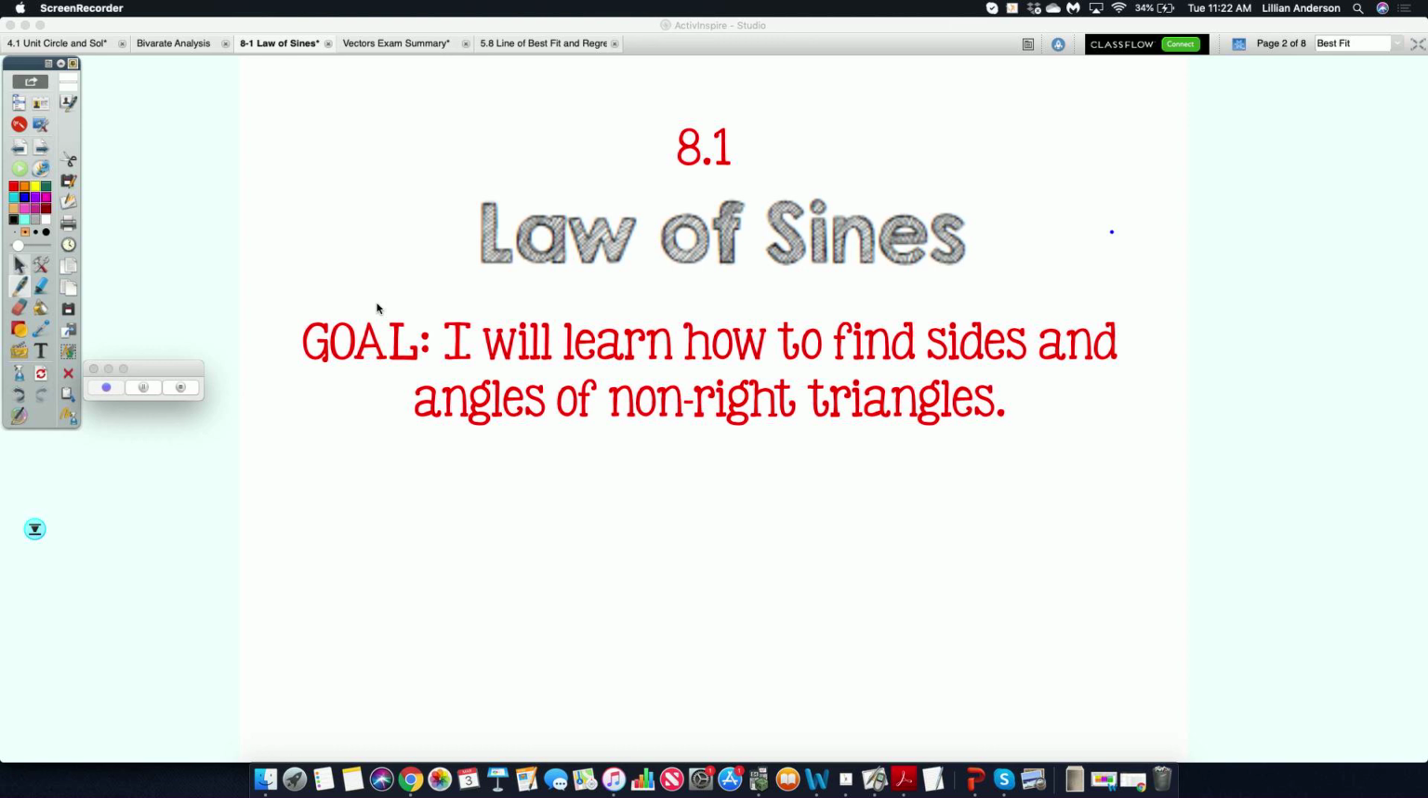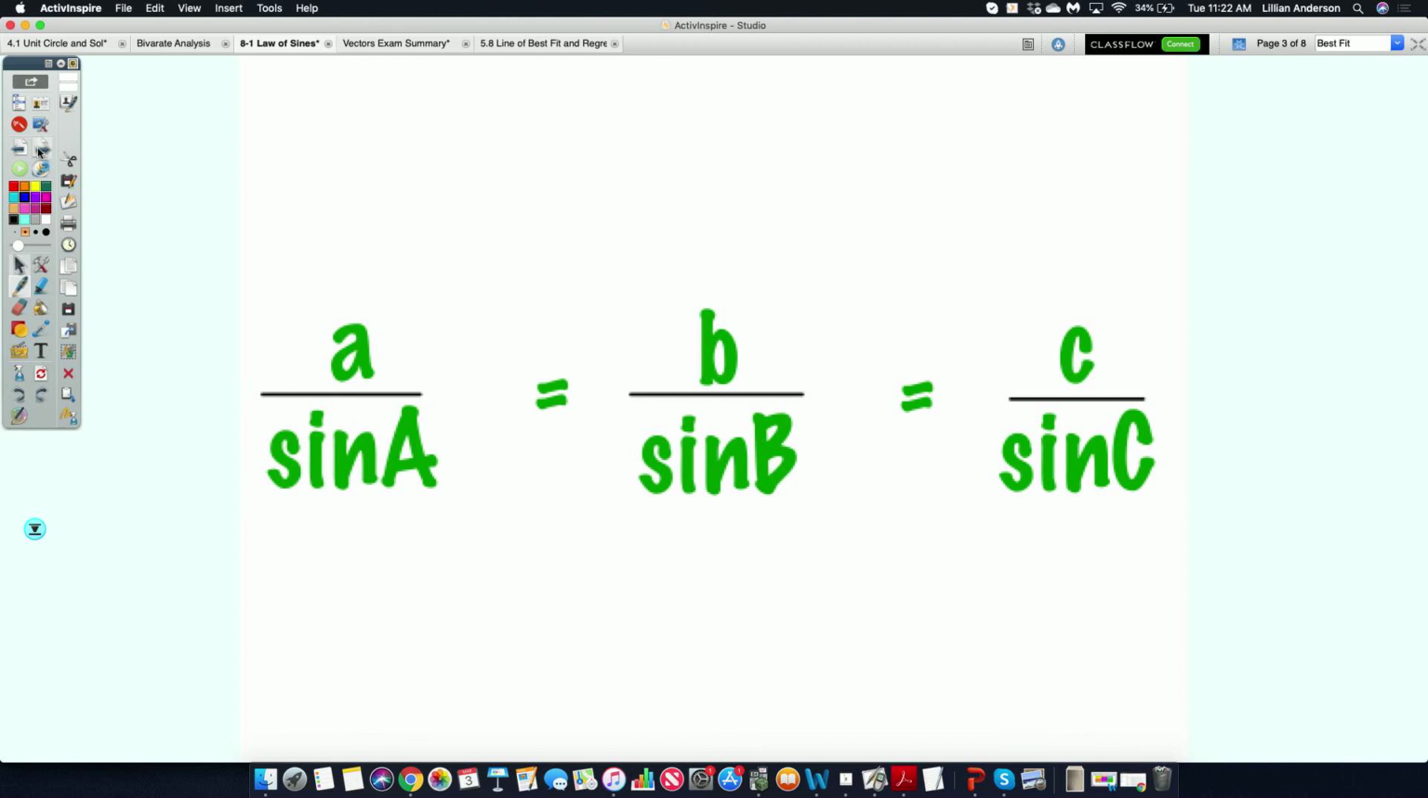So, law of sines, section 8.1, we're talking about today. You guys are going to learn how to find side lengths and angle measures of non-right triangles. Should be a review down memory lane. You did do this back in Algebra 2, so I'm just refreshing your memory to connect and finish out our trigonometry units. So this is the formula for your law of sines.